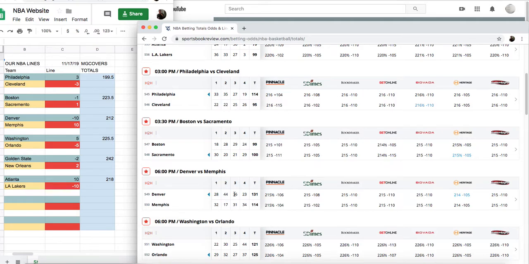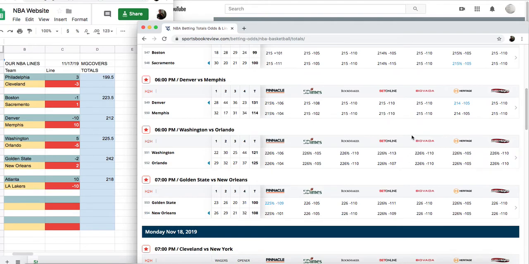226.5. We had it at 225.5. Golden State, scroll down here, was 226. We had it at 242, so we had a really high total here. So that may have been a play on the over. If it would have been, that would actually have lost that one. However, that's a really high total.